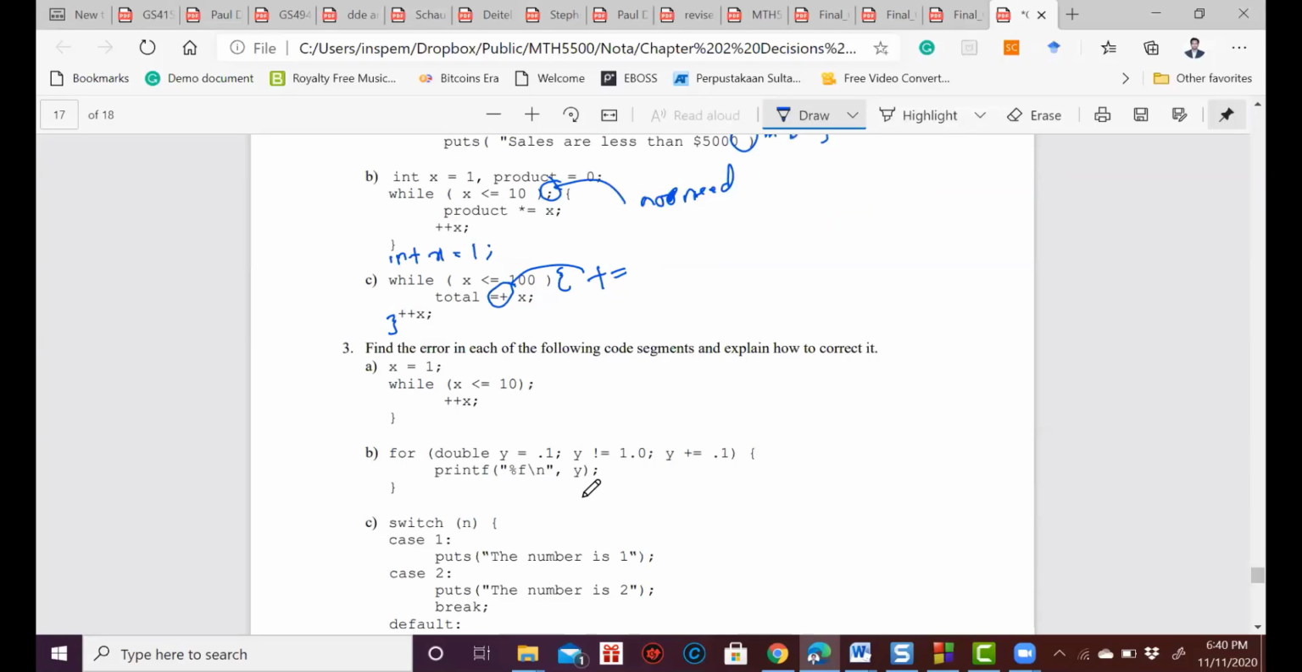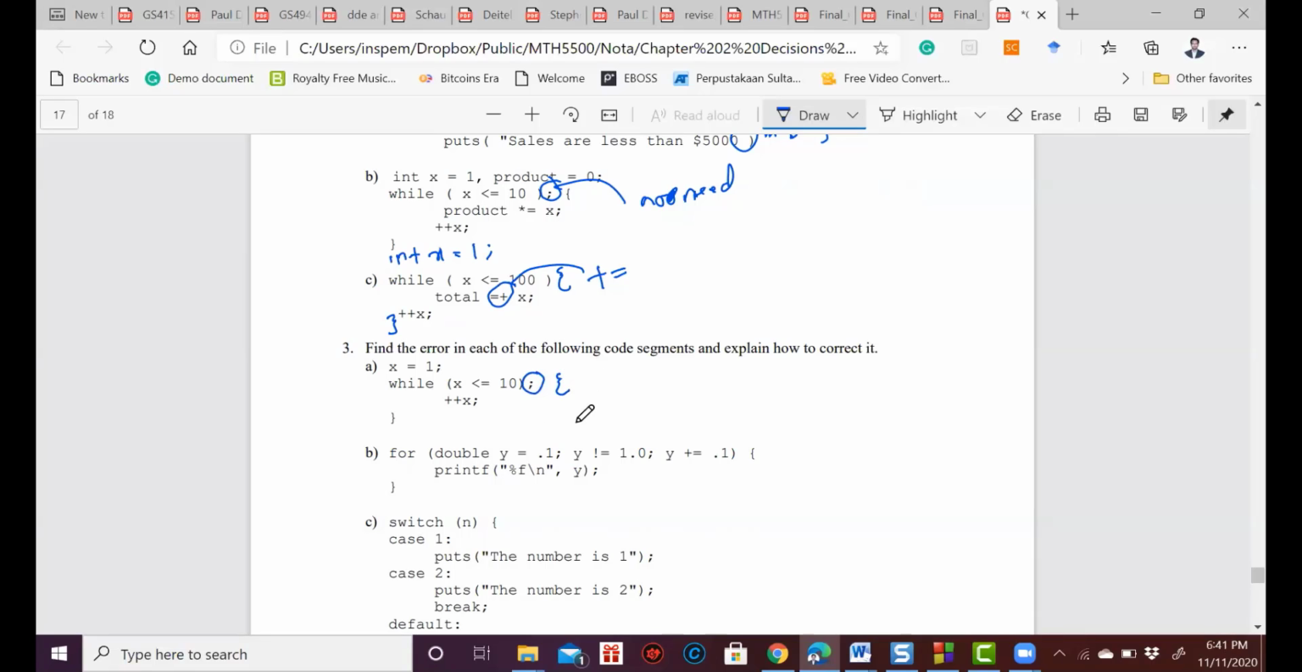Okay, that's all. Number 3: find the error in each of the following code segments and explain how to correct it. I think we need to update this note later. Now this one, x equal to 1. Instead, it should be a semicolon, not this one. This one should be a semicolon.